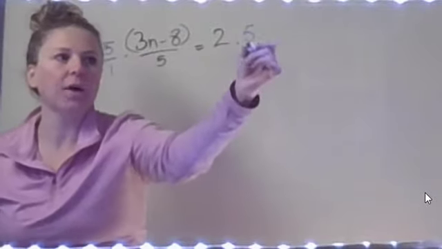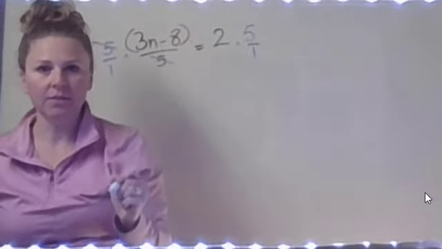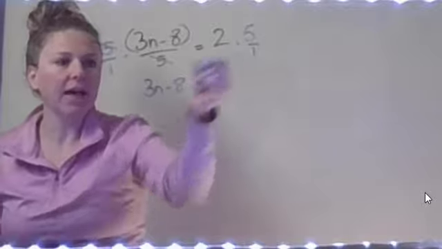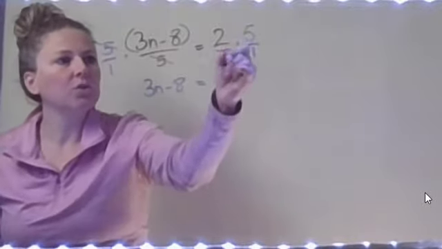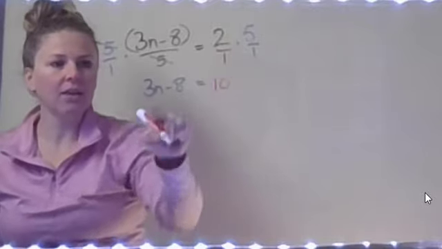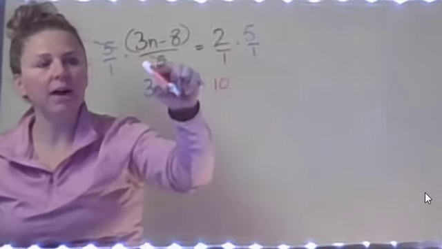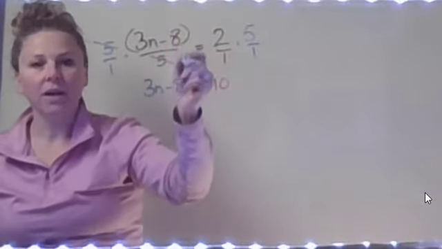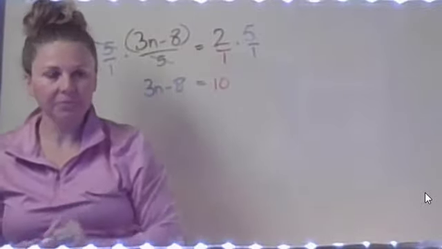Or 5 over 1. It means the same exact thing. So the 5s are going to cancel, and you just have the 3n minus 8 left over on the left. And then 2 is the same thing as 2 over 1. So 2 times 5 is 10. So this is the same as this. You can undo the divide by 5 because the whole numerator is grouped together. If there was more stuff in the denominator, all of that would also be grouped together.